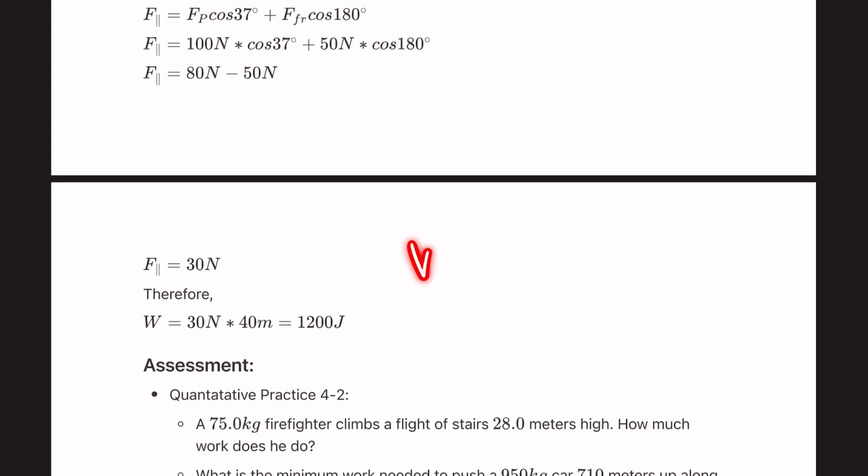So that is the force in newtons that we are going to apply into our work formula, which, if you remember, is just work is equal to force times displacement. Then we multiply that by our 40-meter displacement, giving us, in this case, since we've already rounded, exactly 1,200 joules.